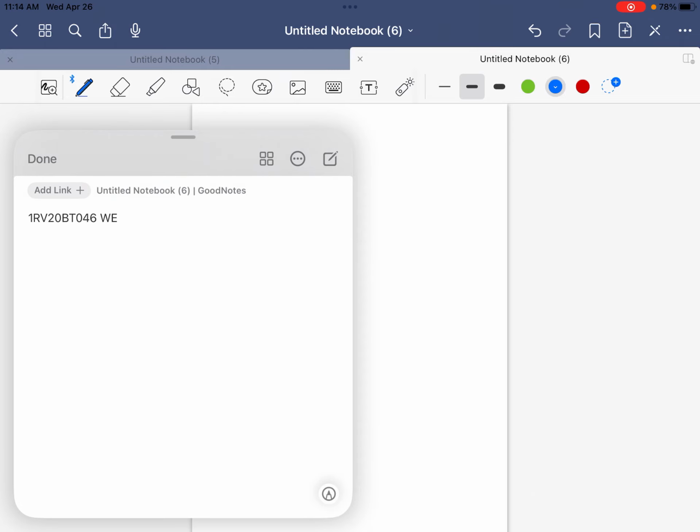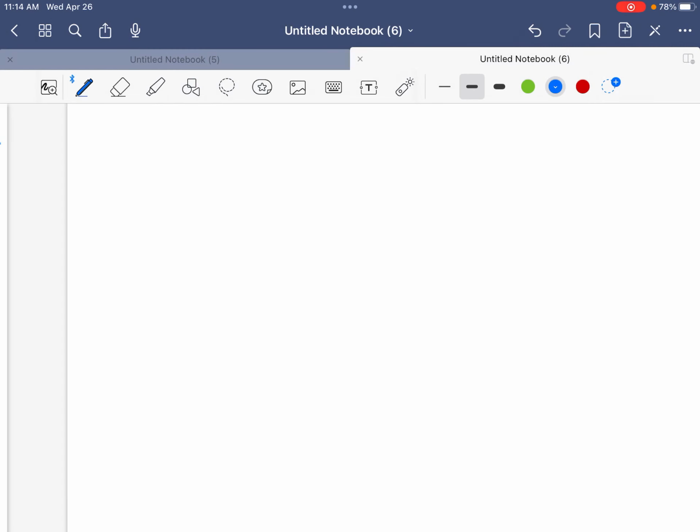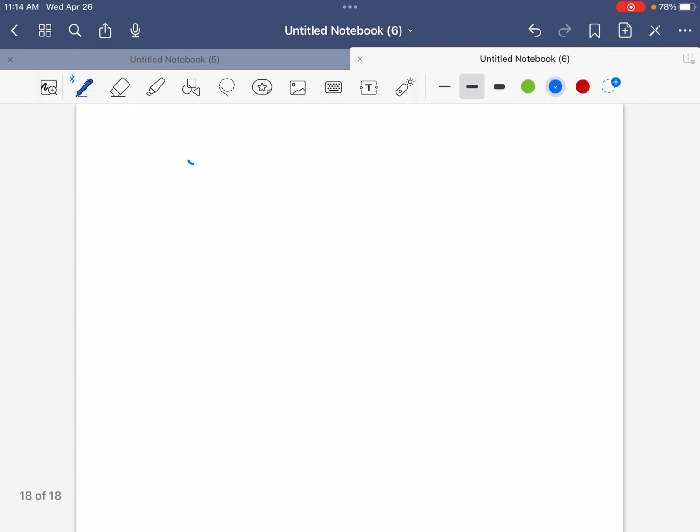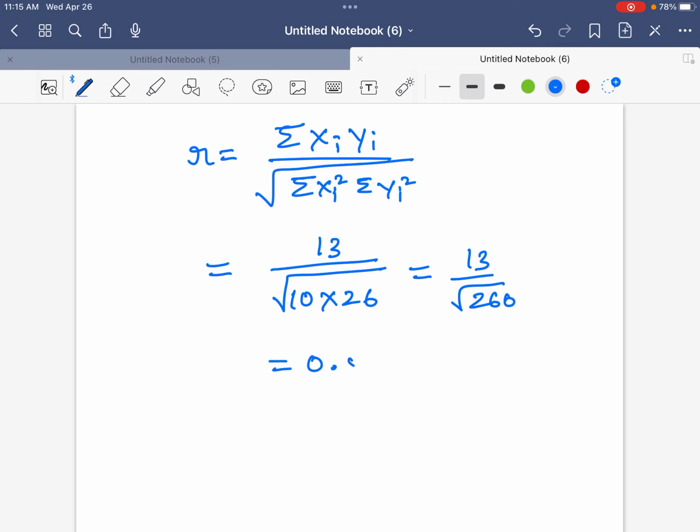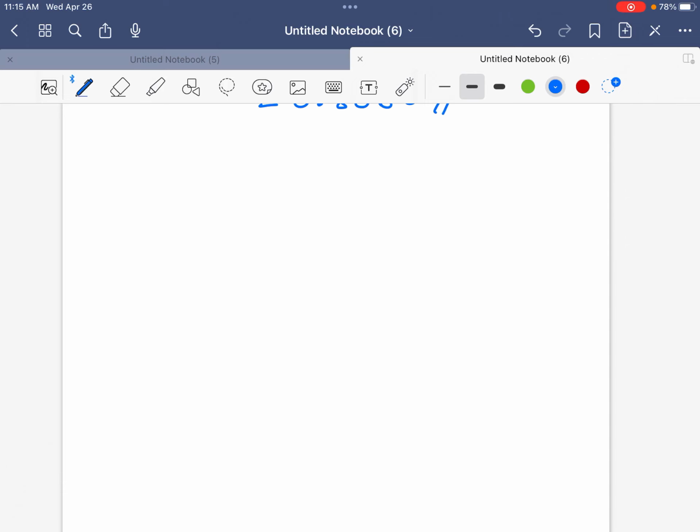Now let us substitute this in the formula. That is, r is equal to summation xi multiplied by yi divided by square root of summation xi square multiplied by summation yi square, which on simplification by substituting the values gives us 13 divided by square root of 10 into 26, which will be 13 divided by square root of 260, which on simplification gives you a positive value 0.8062. This is the correlation coefficient.